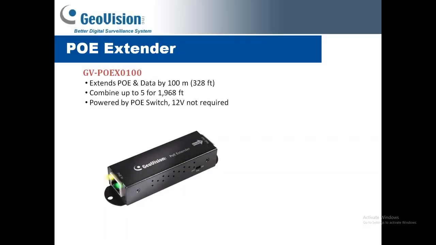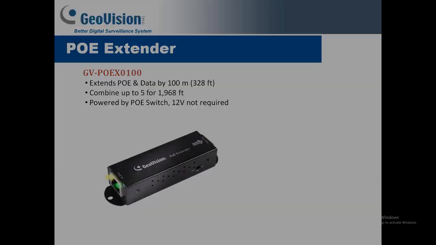And then lastly, going along that same topic of extended PoE distance, if you're using just a standard PoE switch that cuts off at 100 meters, 328 feet, we do have a passive PoE extender. So you would put this in line with your PoE run, with your Ethernet run, and for every unit you use, it gives you another 328 feet. If you use these with GeoVision cameras and GeoVision switches, you can do up to 5 of them in line for over 1,900 feet of continuous PoE and data. So again, good for those long run scenarios.